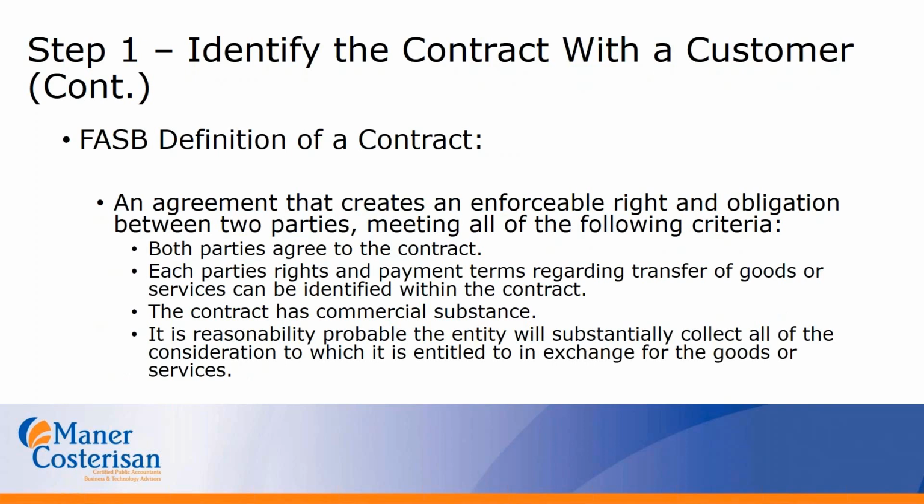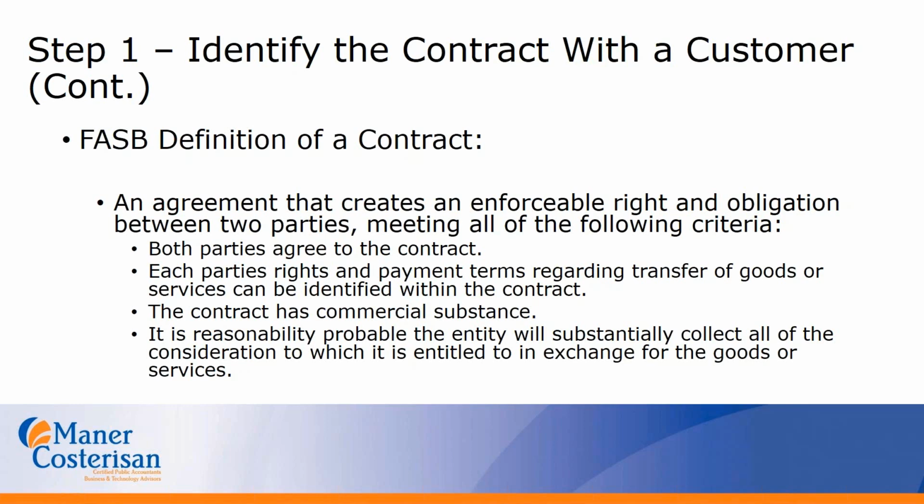The FASB defines a contract to be an agreement that creates an enforceable right and obligation between two parties, a customer and the entity, which must meet all of the following criteria. The parties to the contract have approved the contract, either in writing, orally, or in accordance with other customary business practices, and they are committed to perform their respective obligations. The entity can identify each party's rights regarding the goods or services to be transferred.